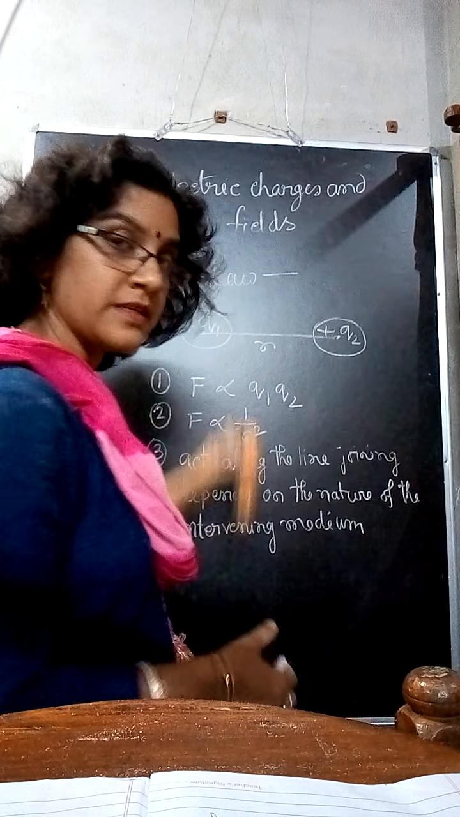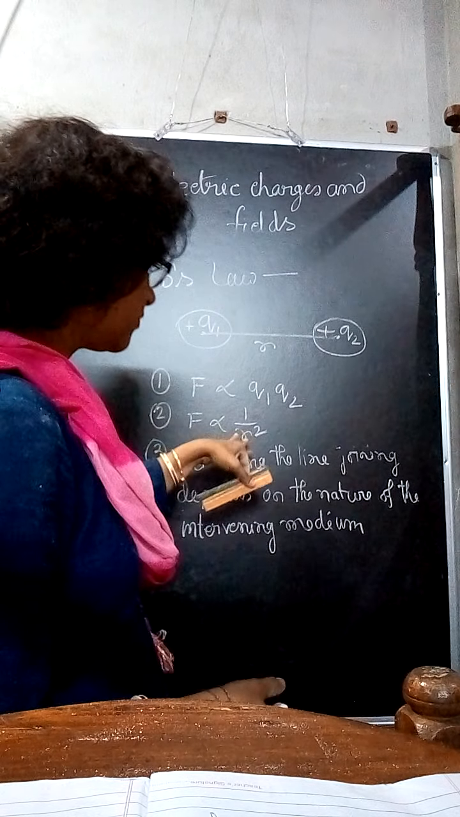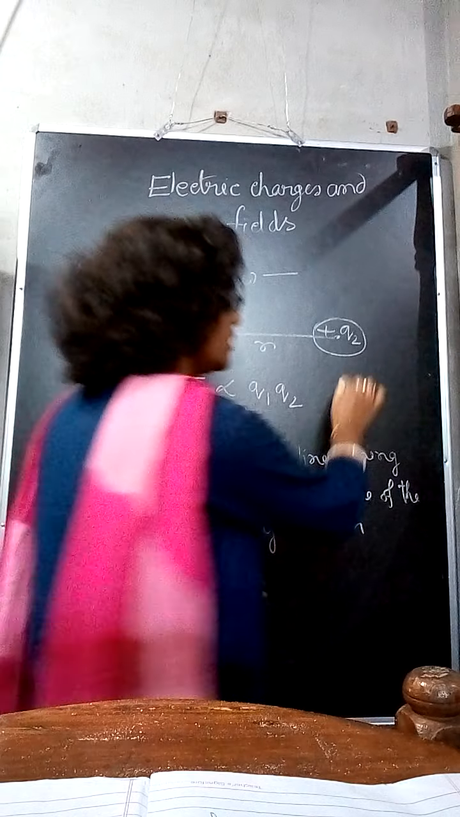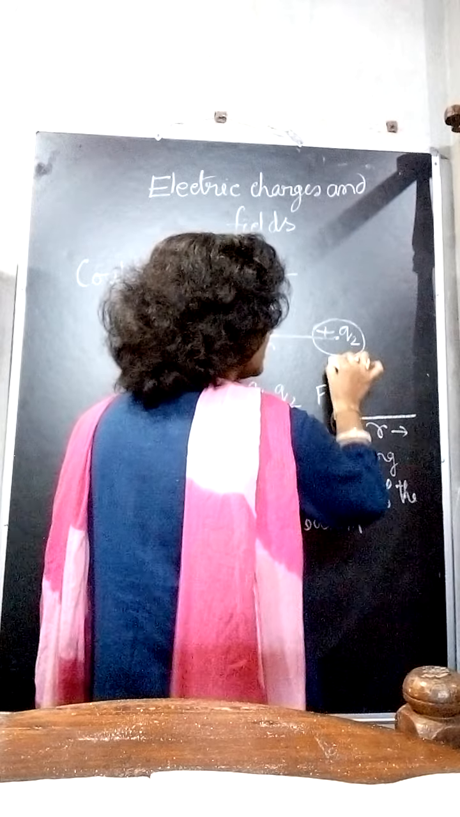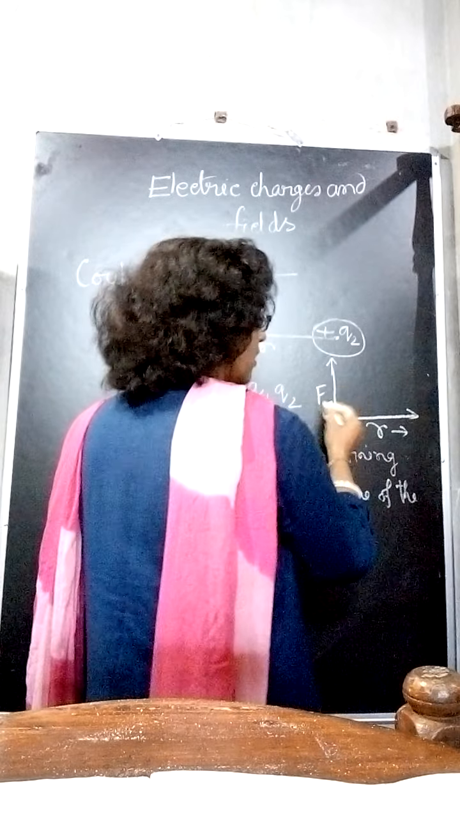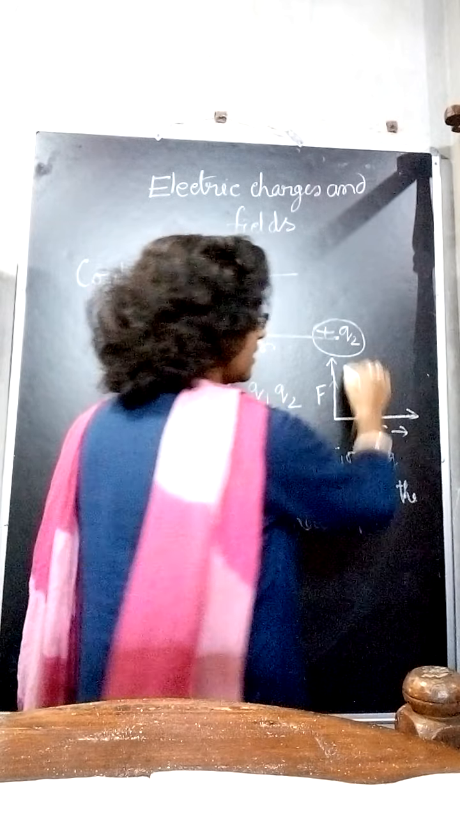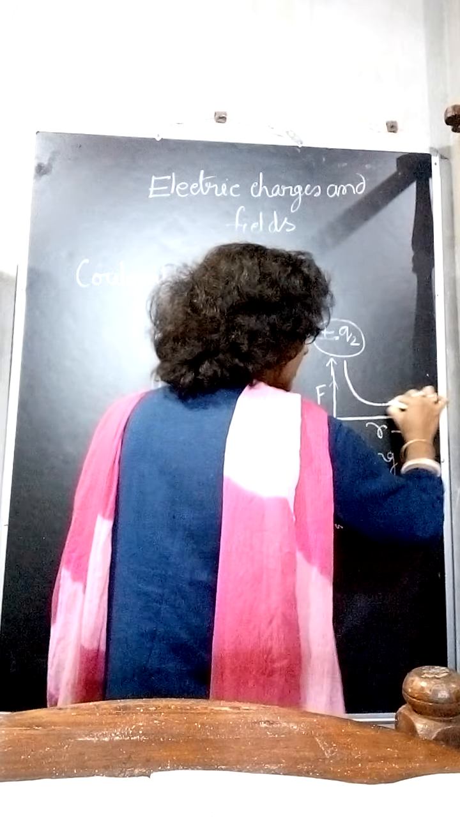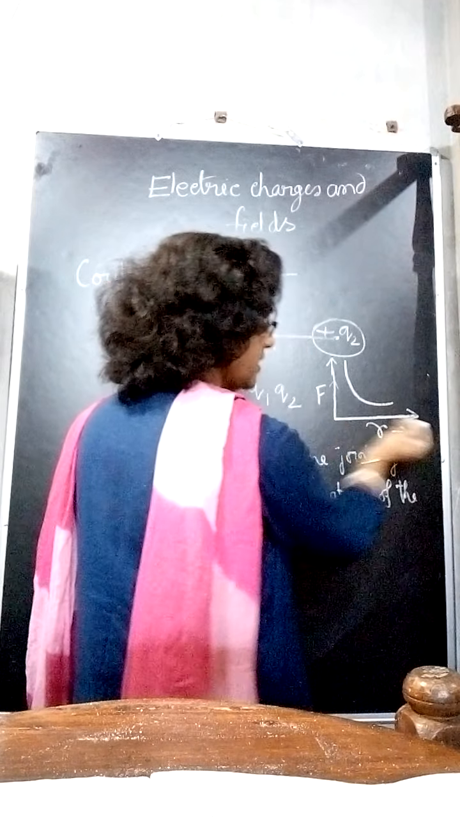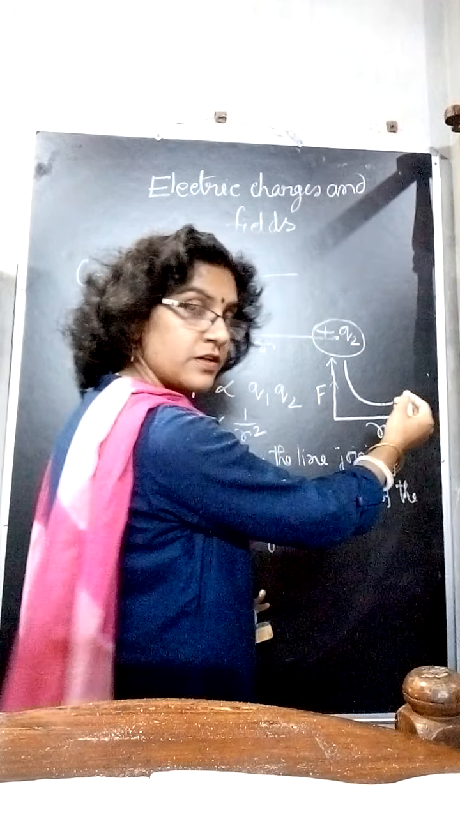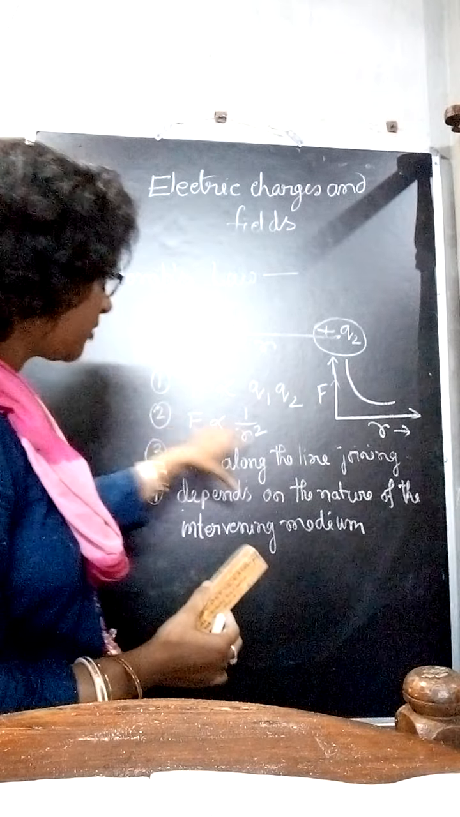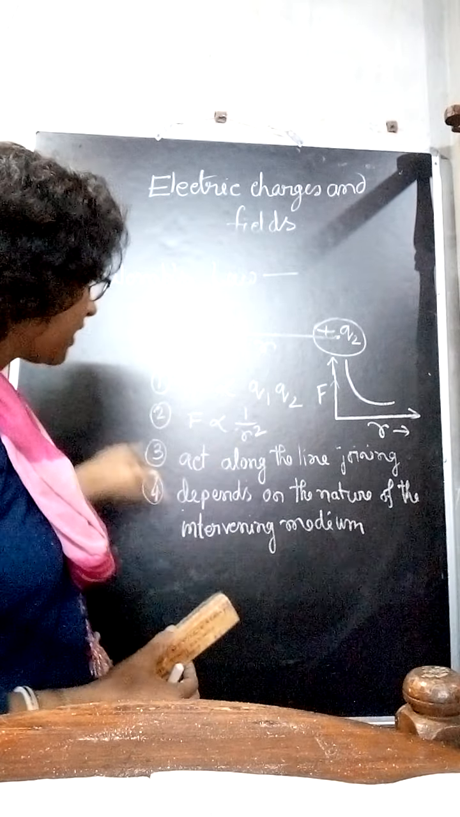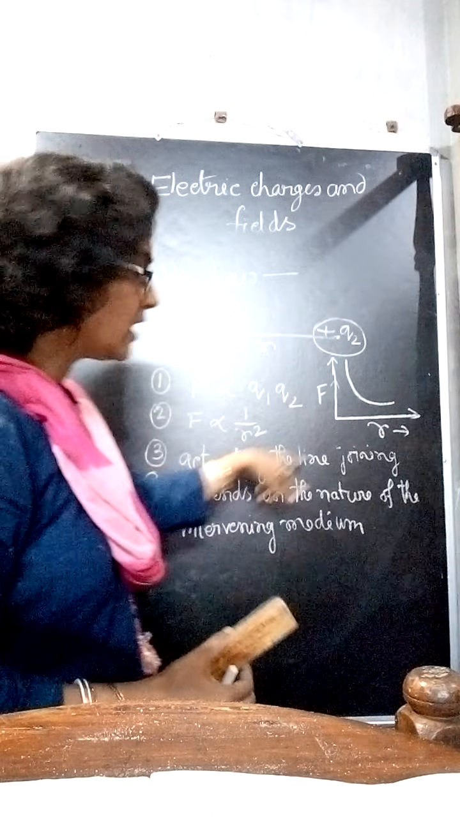If you take the graph between the separation and the force, then it will be like that. Separation is along the x-axis and force is along the y-axis, then the graph will come like that. With the increase of separation, the force decreases. Okay, so this is the second point from Coulomb's law, and the third point is acts along the line joining.